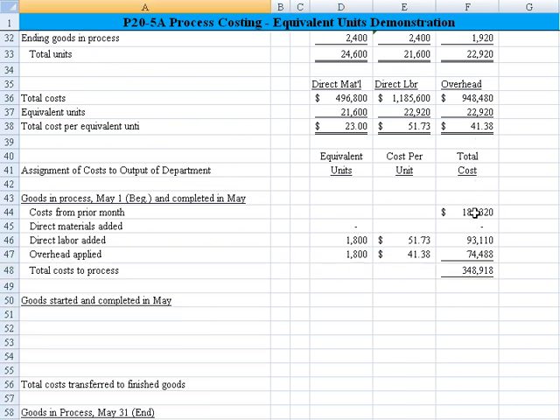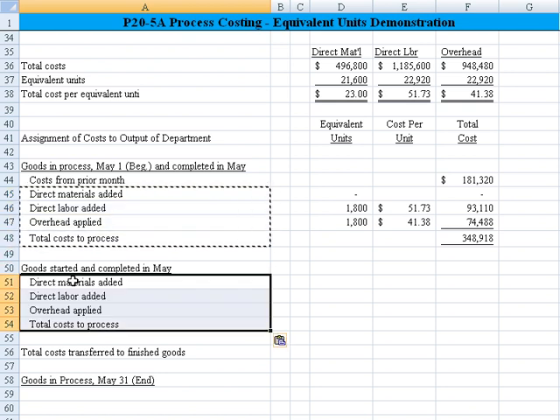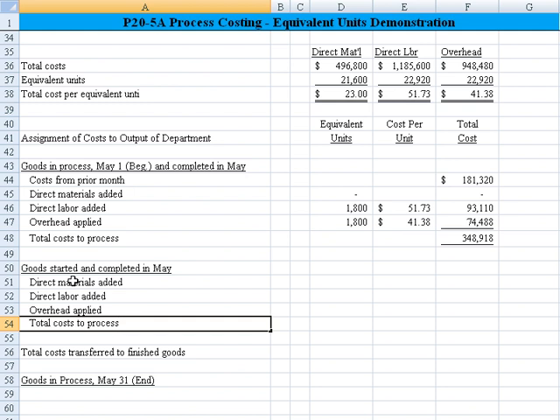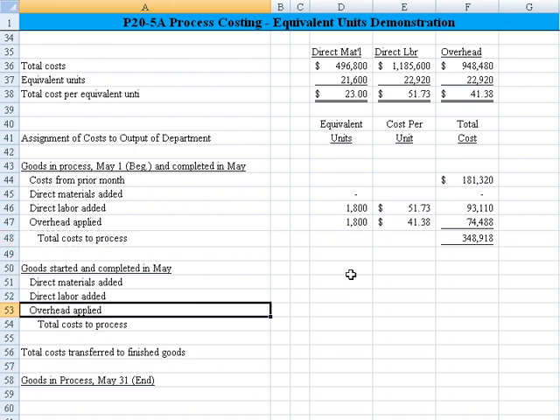Alright, let me slide on up now. Now we need to work on goods started and completed. So we're going to have direct material, labor and overhead added. Let me copy from here on down. And then this would be the total cost to process as well. Might make sense to indent that a little bit. Indent that too. Okay.